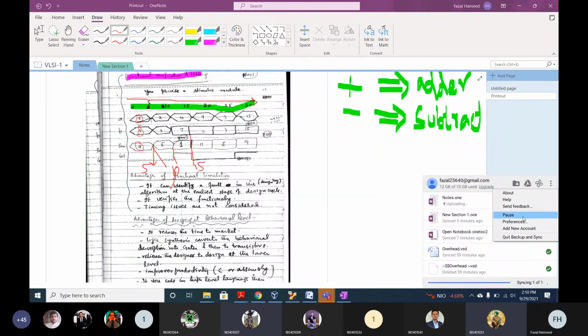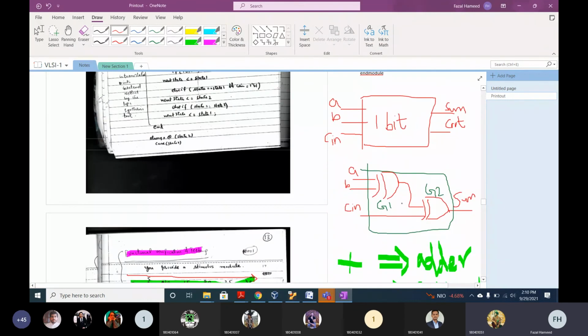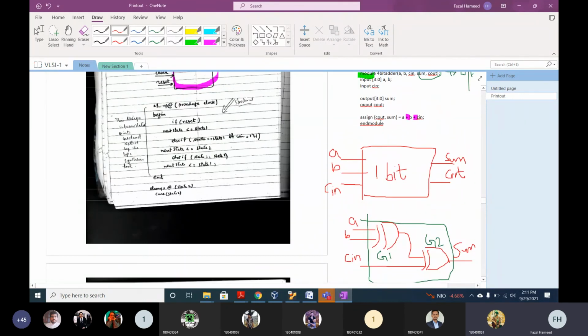Right, sir. Okay. So now let's assume that in the adder block, instead of assign cout sum, I have written this: assign cout is equal to A minus B minus C in. And I synthesize the system, and if I test the system, will it give me a correct output or incorrect output? Anybody?